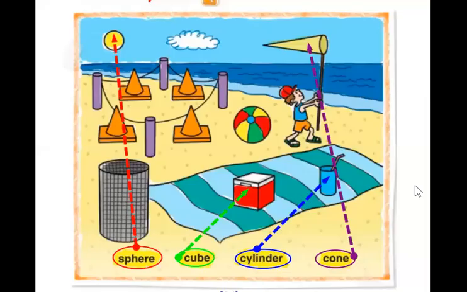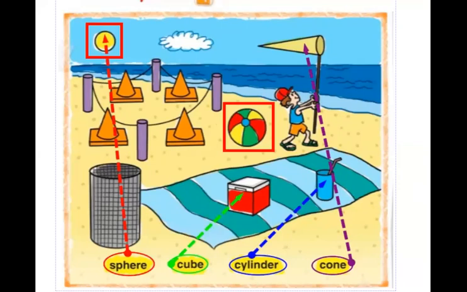All right, K5. Now the first thing you're going to do is listen well. You're going to draw a box around the spheres that you see in this beach picture. Find the spheres and draw a box around them. All right, K5, there are our sun and our beach ball.